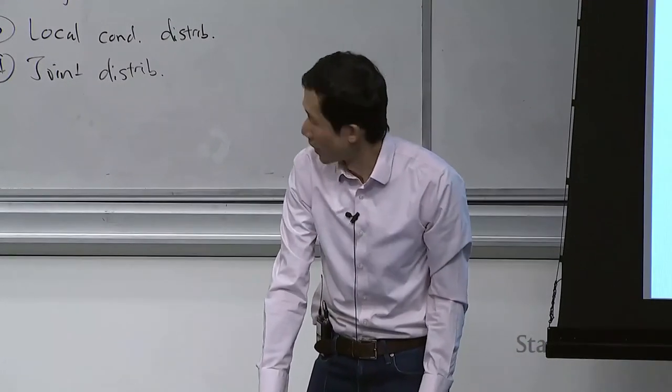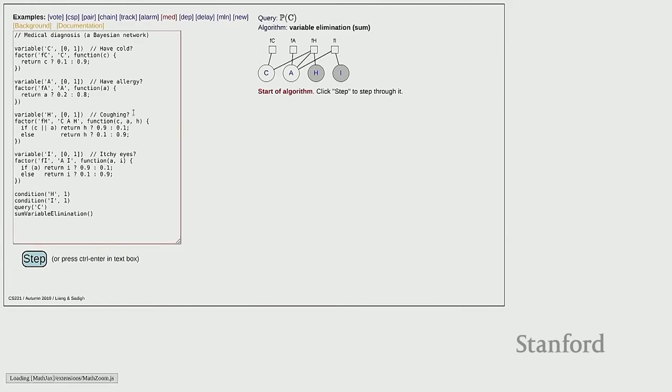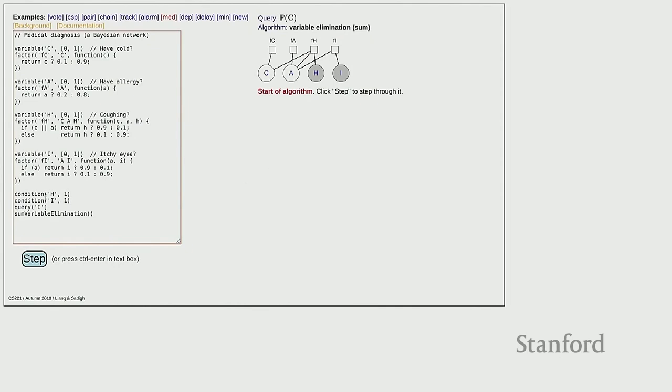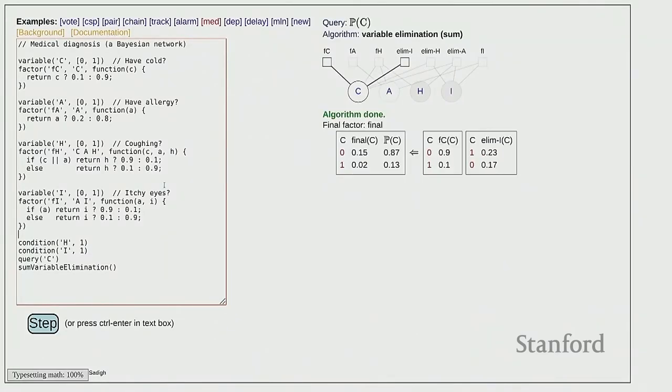Okay, so this is the factor graph. And let me show you this demo. So you can click on this and you can see this Bayesian network and this factor graph. And to answer this question, what was the question? The question was, if you're coughing and have itchy eyes, do you have a cold or allergies? So I condition on cough equals one, itchy eyes equals one, and I'm asking for the probability of the cold. Okay, and if you work it out, you see that the probability of a cold is 0.13.